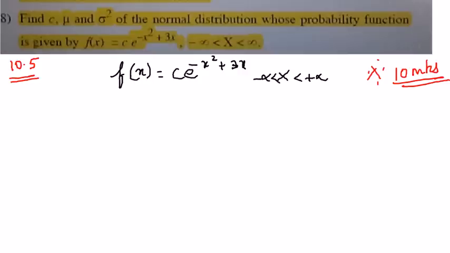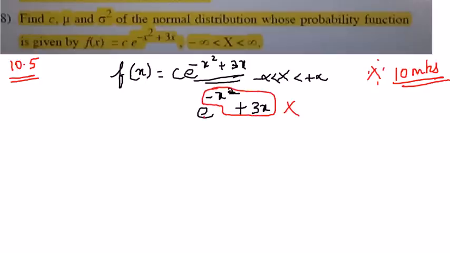A very common mistake that students make is when they write this, they write it as e power minus x squared, plus 3x. Don't make this mistake. This whole expression, minus x squared plus 3x, should be to the power of e. Okay, right. So let's get started.